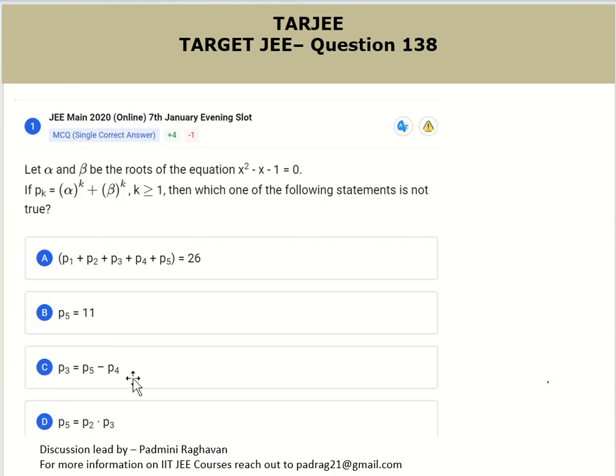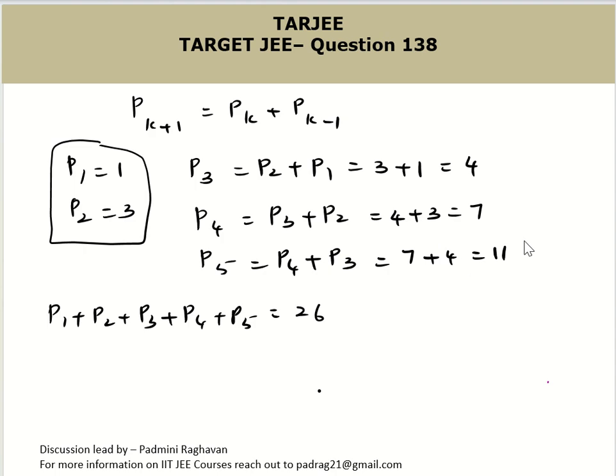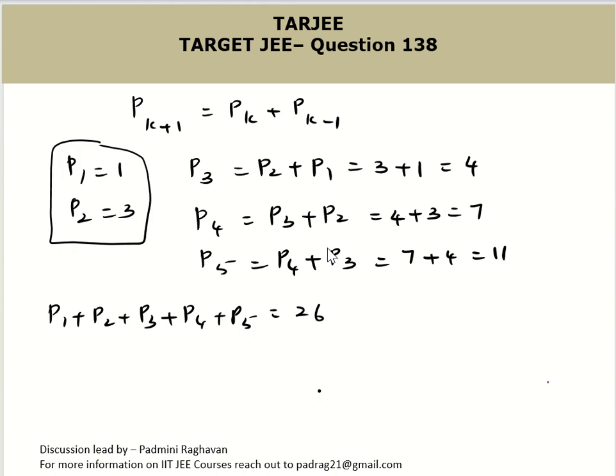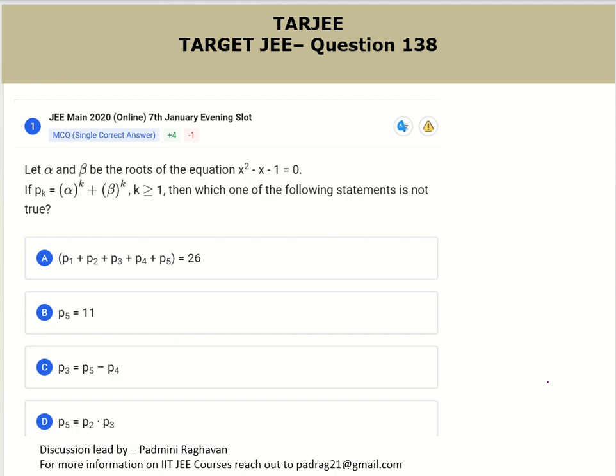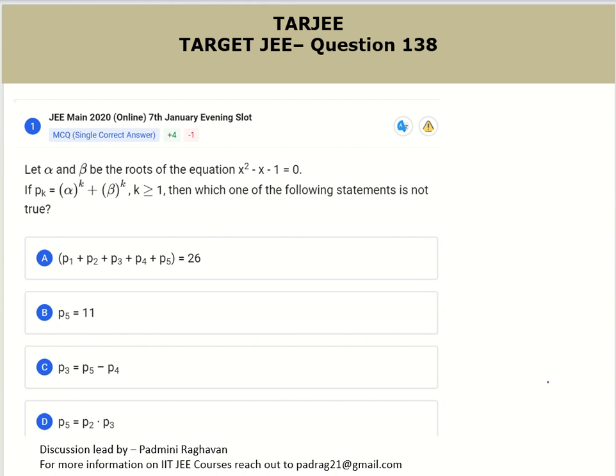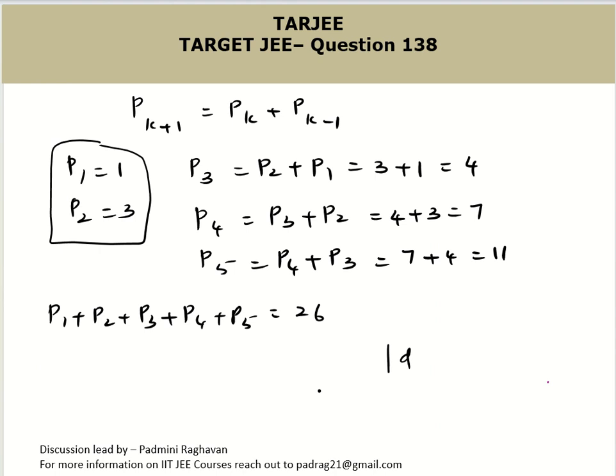Option C is P5 − P4 is P3. 11 − 7 is equal to 4, so option C is also true. Option D is P2 into P3 is P5. P2 is 3. Is it right? P2 into P3 is 3 into 4, which is 12, which is not P5. That means out of the given options, option D is not true.